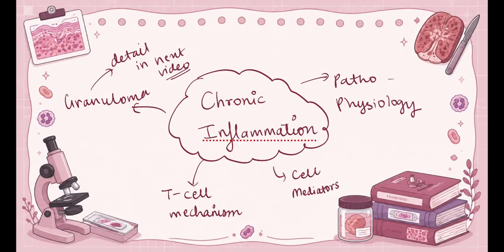We have already seen how acute inflammation occurs in our body. Now we move on to chronic inflammation. Today we are going to look at its pathophysiology, cell mediators, T-cell mechanisms, morphological appearance, and a short overview about granuloma. We will study granuloma in detail in our next video.